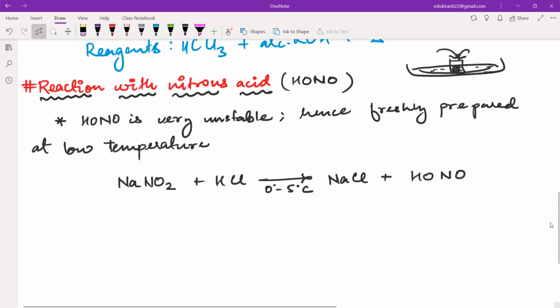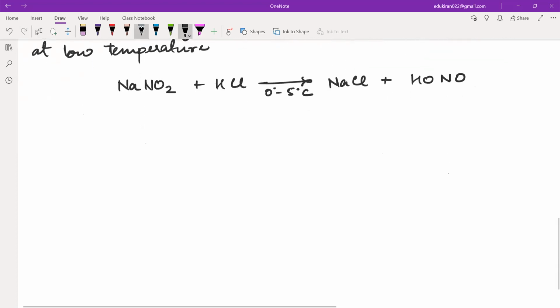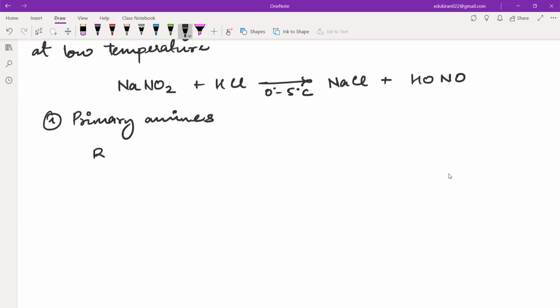Now, when you have nitrous acid and you react this with, first of all, let us see how is the reaction with primary amine. So number one, with primary amine. When you have RNH2 and you react this with HNO2, first of all there will be an acid-base type of reaction. So when you have an acid-base type of reaction, you will get R, there will be N2 positive and Cl negative.